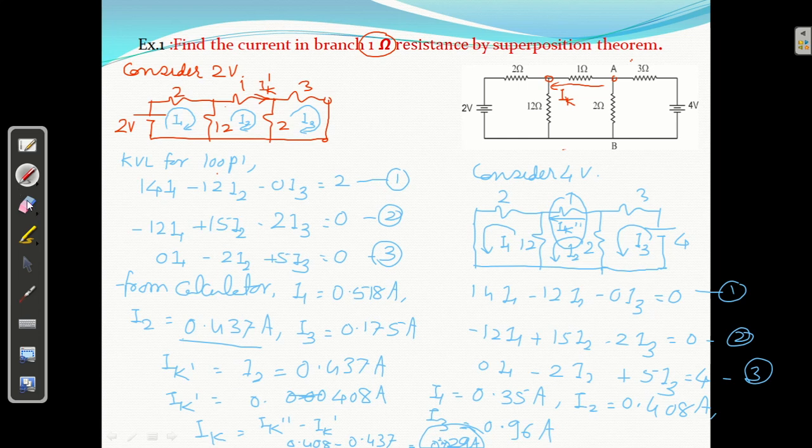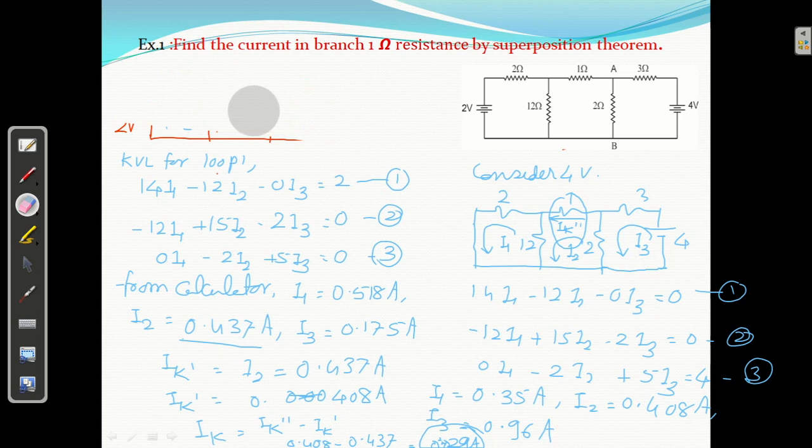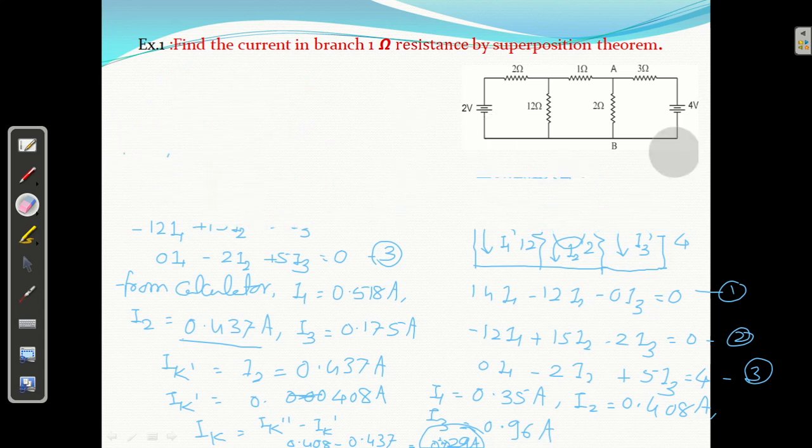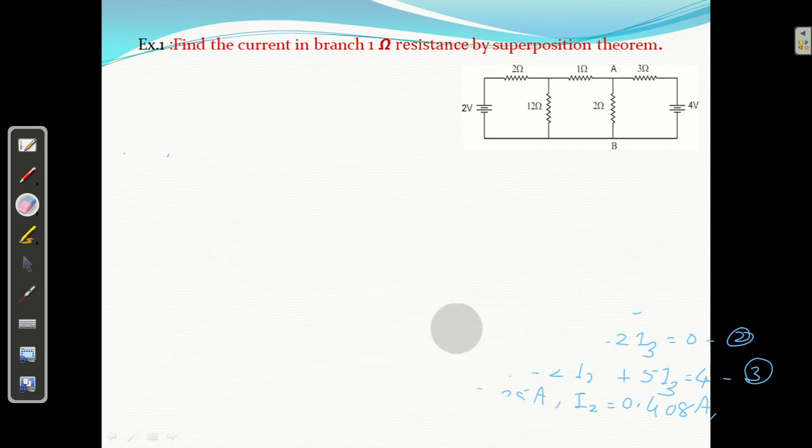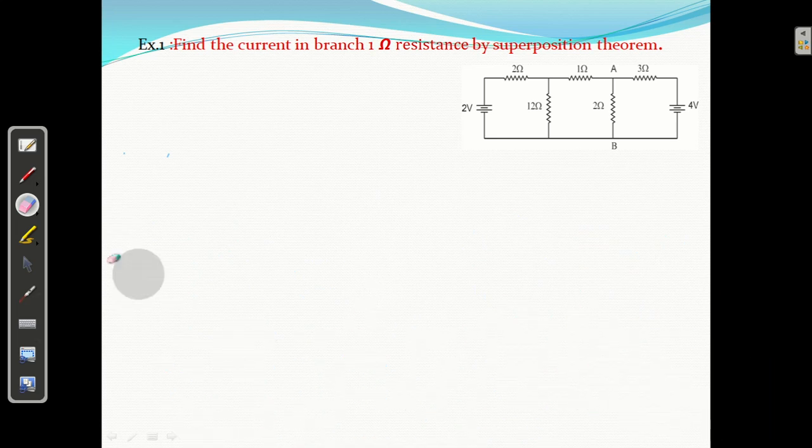Okay. So I am rubbing it. I have taken only one numerical based on that, and a few more numericals I will take in the next lecture, so to clear the concept. Okay.